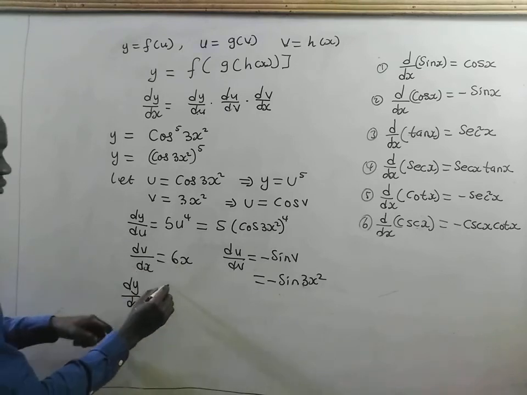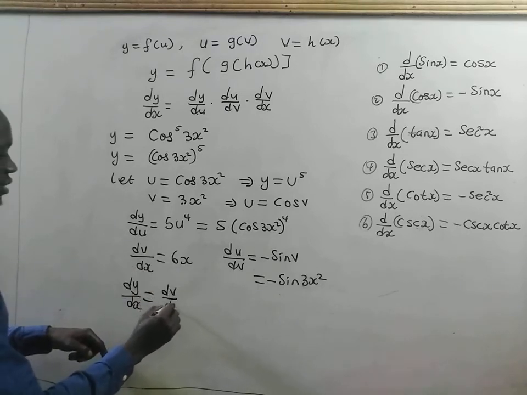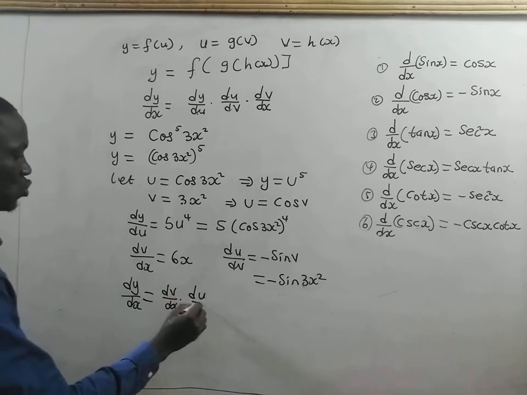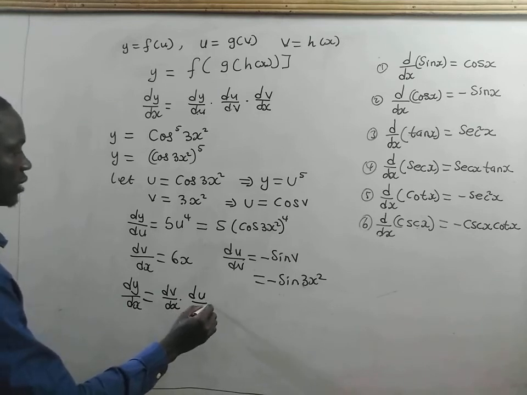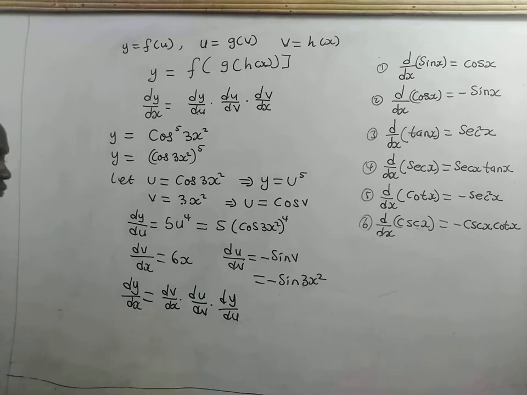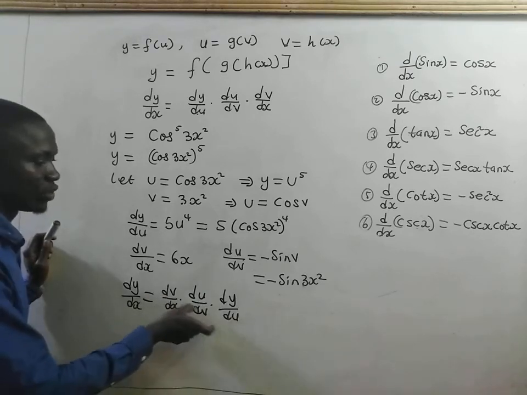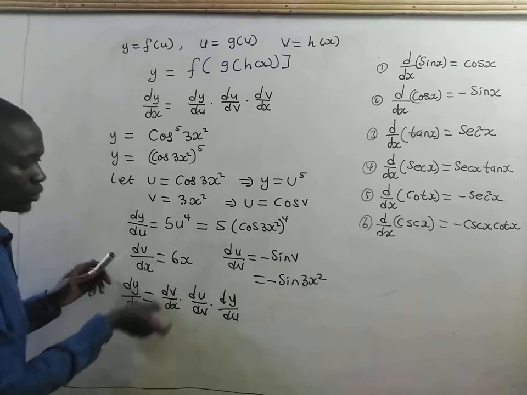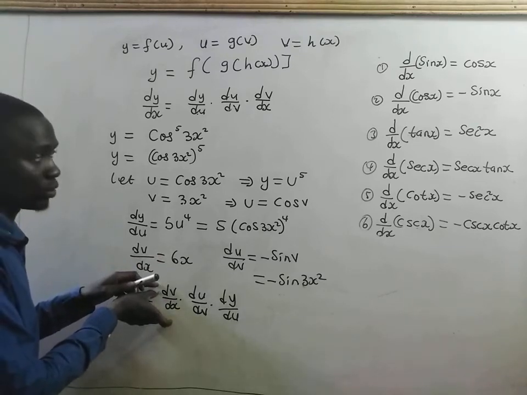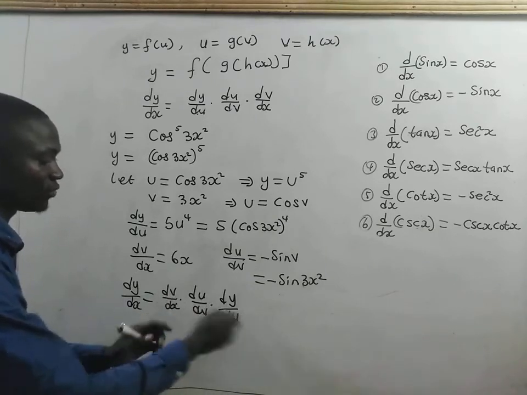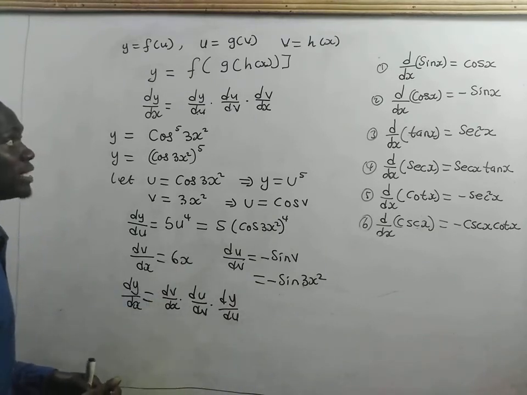We have dv on dx times du on dv times dy on du. I've rearranged it this way because the dv on dx is just 6x. So it's just simple for you to bring it in front. You know, multiplication is commutative. So if you interchange the position of this, the answer will still remain the same.